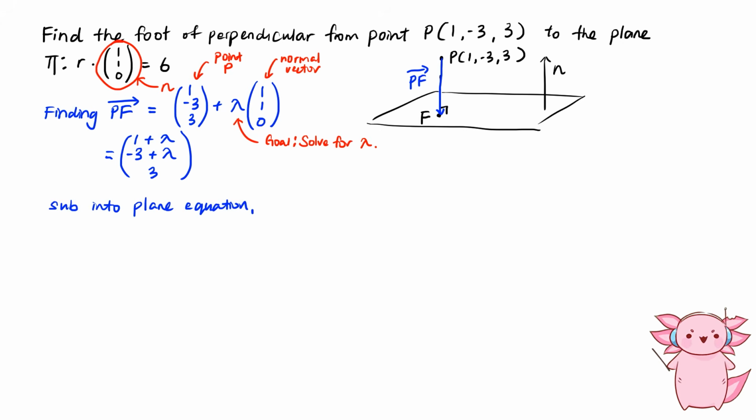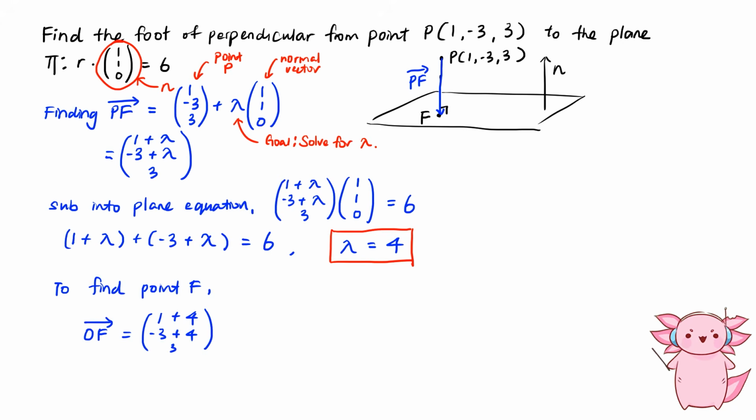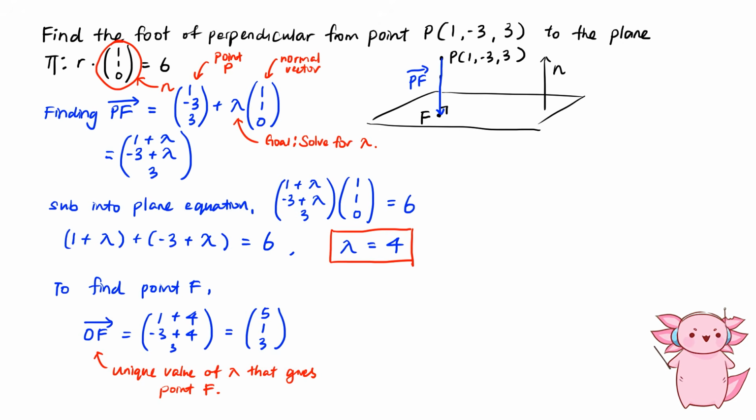So subbing this into the equation of the plane, we can compute the dot product, and that gives us the answer of lambda equals 4. Then the final step is to just put this back into the vector equation to give us the coordinates of F to be (5, 1, 3).